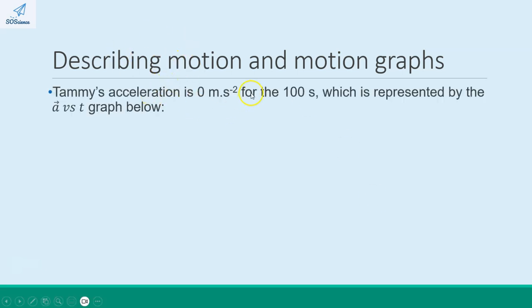So Tammy's acceleration is 0 meters per second squared for the 100 seconds, which we may represent on this acceleration time graph, where for the 100 seconds, Tammy's acceleration is 0.